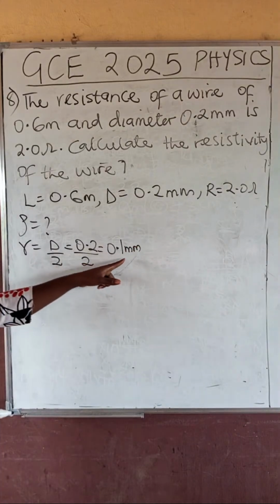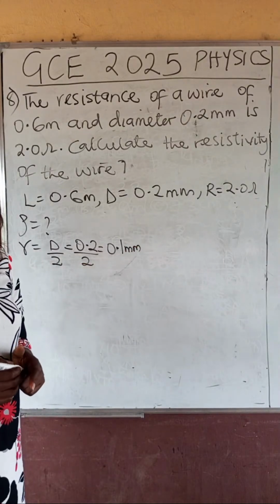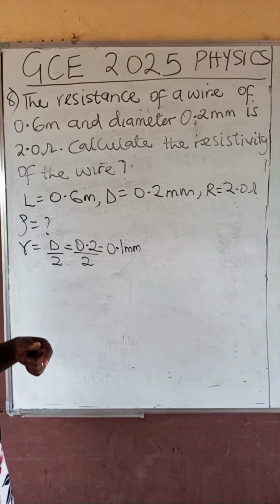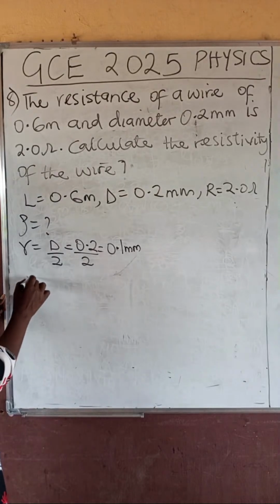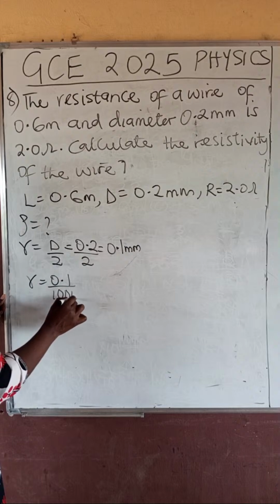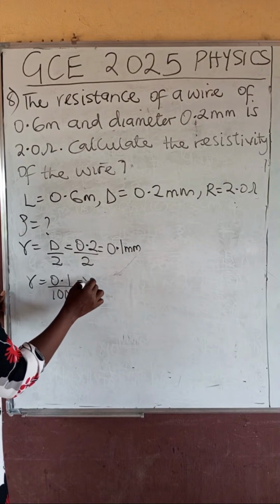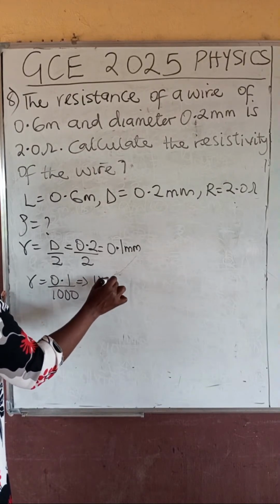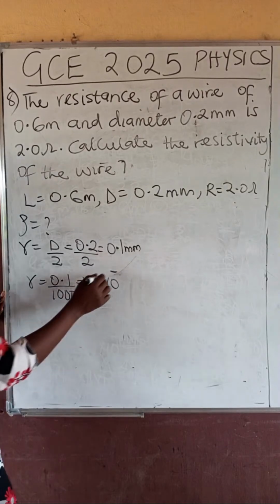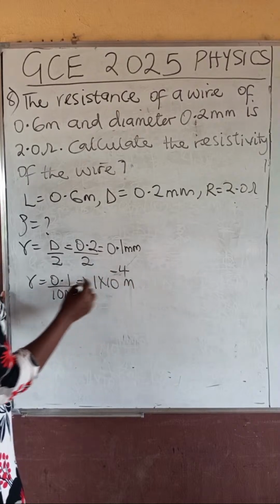But remember that it is in millimeters. There is need for me to convert to meters, and I'm going to do that by dividing by 1000. So r is equal to 0.1 over 1000. What do we have? We have 1 times 10 raised to the power of minus 4 meters.